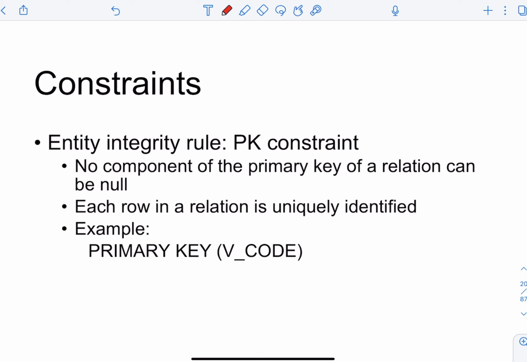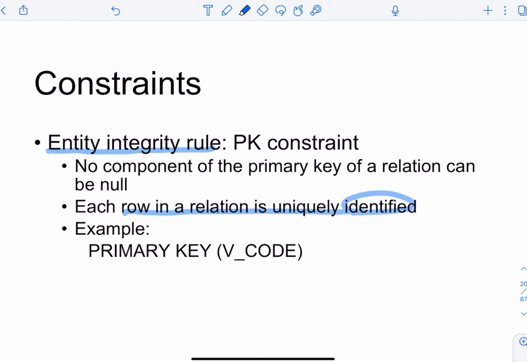Let's start with the most important constraint called Entity Integrity Rule. So what is Entity Integrity Rule? Simply, in one table, we must have a primary key. That's in the Entity Integrity Rule. So using this primary key, each row in your table can be uniquely identified.